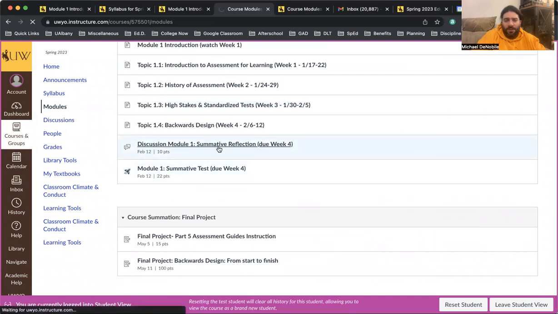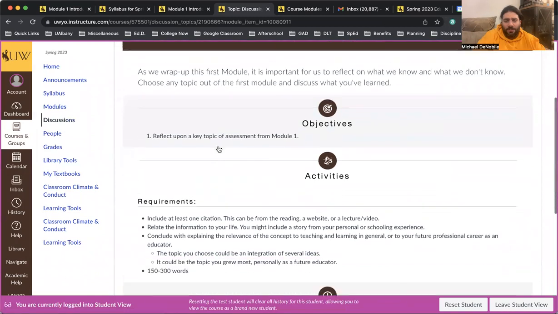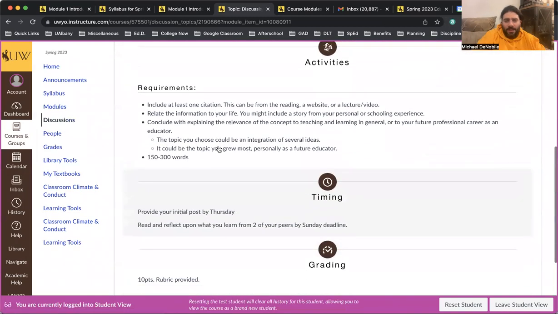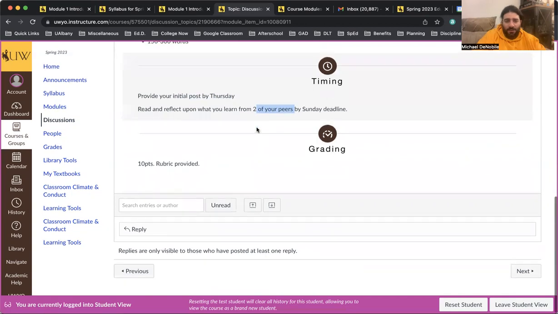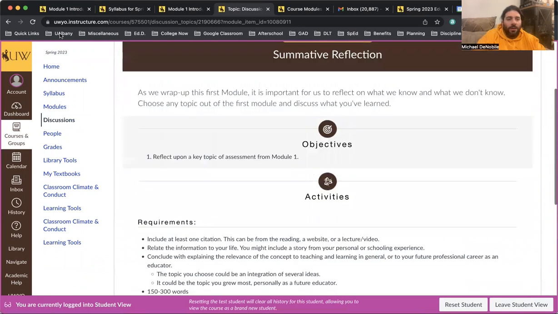You'll have your summative reflection due that second week in February. It's 150 to 300 words. Initial post on Thursday. Respond to 2 of your peers by that Sunday, which is the 12th.